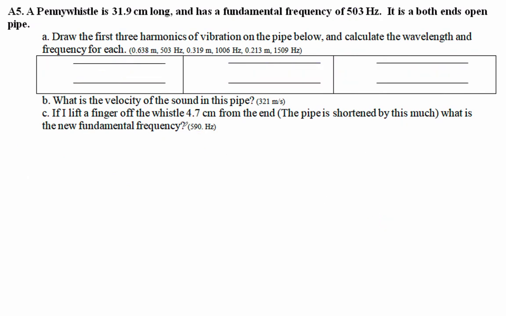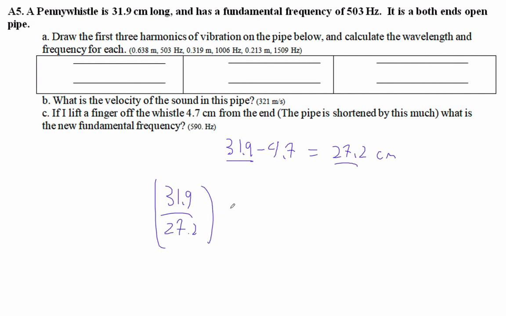So to do this last thing, the new length was 31.9 minus 4.7, or 27.2 centimeters. And then the new frequency is going to be higher, and it'll just be a proportion of this and this. So 31.9 over 27.2 times 503. Let's try it. 31.9 divided by 27.2 times 503, and we get 589.9.